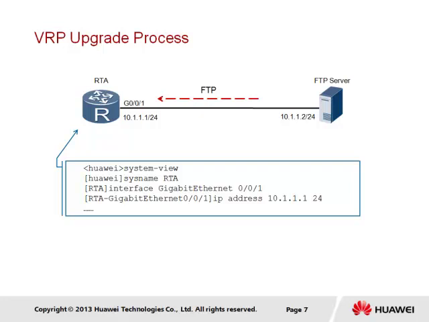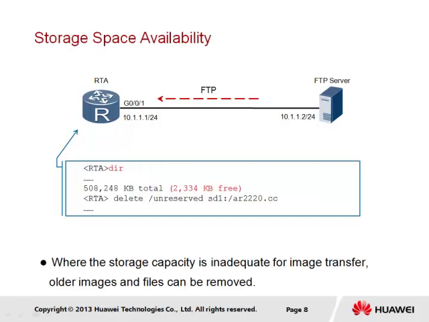In this example, the router named RTA, that is acting as a client, and the FTP server are assigned as part of the same network. The address 10.1.1.1 with the mask of 255.255.255.0 is configured on RTA, as can be understood from the 24 prefix value. Prior to the transfer of files to the client from the FTP server, it is imperative to ensure that there is enough physical space available in the system storage of the client.